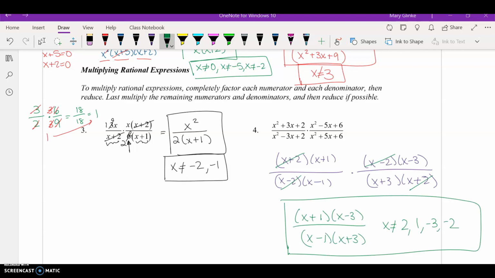So let's see how we did. 2 factors would cancel out. It would be x minus 2 and x plus 2. Your numerator would be x plus 1 and x minus 3 being multiplied together. Your denominator is x minus 1 and x plus 3. And your excluded values are all of the values in your denominator, so there are 4 separate factors here that cannot equal 0.